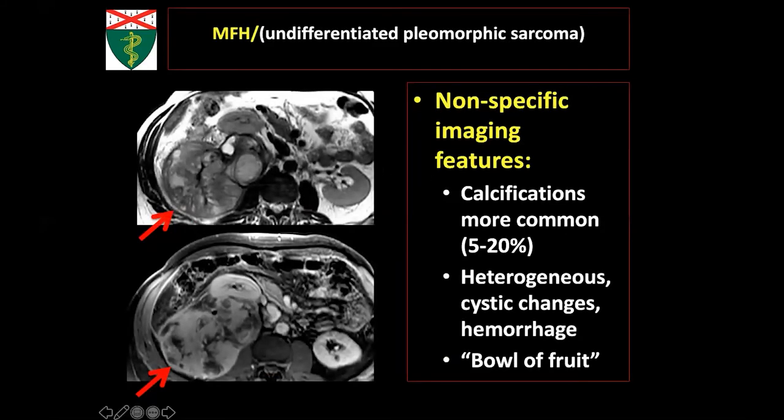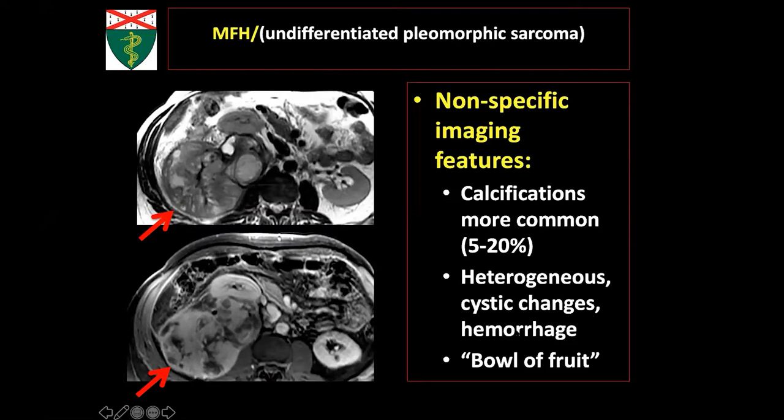And the last sarcoma that I'll talk about is the undifferentiated pleomorphic sarcoma, formerly known as malignant fibrous histiocytoma, or MFH. And the imaging features here are really non-specific. Calcifications have been described as being more common in these tumors, up to 20% of these tumors. But overall, this just appears very heterogeneous. Cystic changes, possibly due to some necrosis. There's often hemorrhage in it.